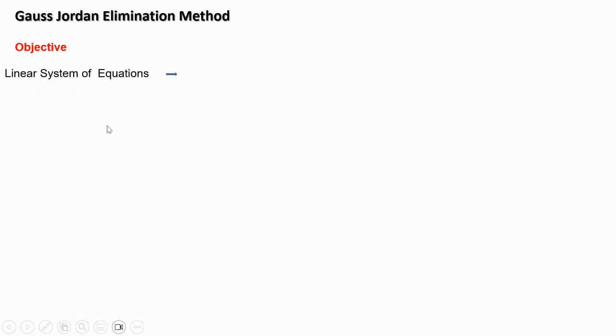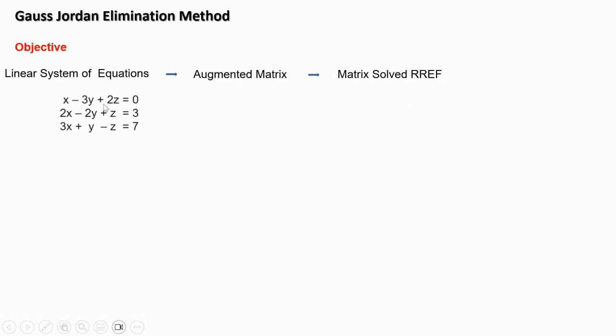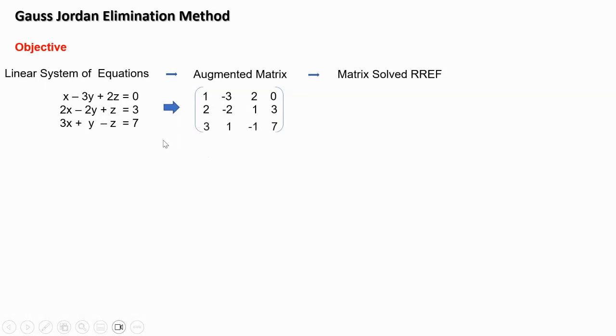You have a linear system of equations. You're going to convert it to an augmented matrix, and then you're going to convert it to reduced row echelon form. That's what RREF stands for. Okay, here's a system. How do we put it in an augmented matrix? This is our first row, second row, and third row. We're going to put only the coefficients. We got 1, -3, 2, and 0. That's row number 1. Row number 2 will be 2, -2, 1, and 3. And row number 3 will be 3, 1, -1, and 7. This is the augmented matrix.